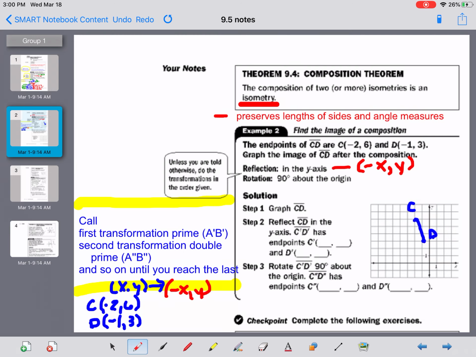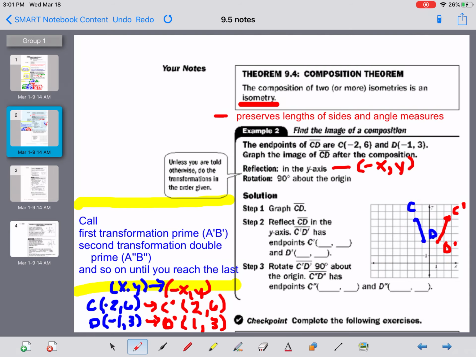So I'm trying to find C prime and D prime now. So my X was negative 2, its opposite is going to be positive 2. My Y is going to stay the same at 6. My D was negative 1. I'm going to do its opposite, which is positive 1, and the Y is going to stay the same at 3. So if I go ahead and graph these, here's my C prime. My D prime comes right here. And here's my new one after one change.